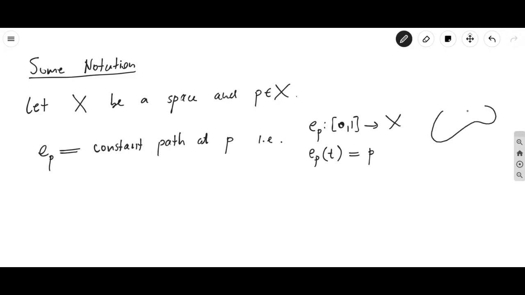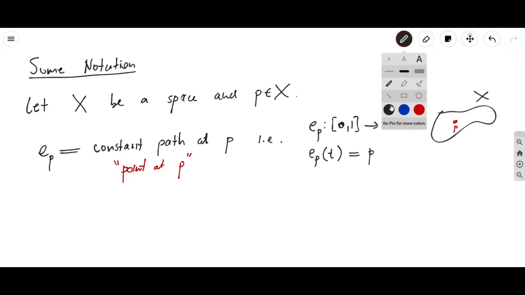So the picture here is that if this is X, then this is the path that stays at P. You can just say it's a point at P. Technically it's not a point, it's a mapping into X, but when you visualize it, it looks like a point. Okay, so this is the first thing that I wanted to introduce.